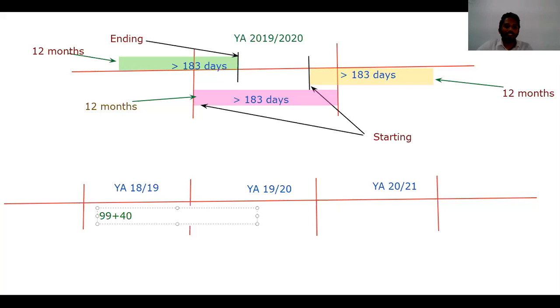Again he is coming on June 1st, sorry, June 1st. June 1st he is coming again. Then it is the next year. Then in this year of assessment, he is staying only this period. How many days in total? Here 99. How many days in total? The 183 days.